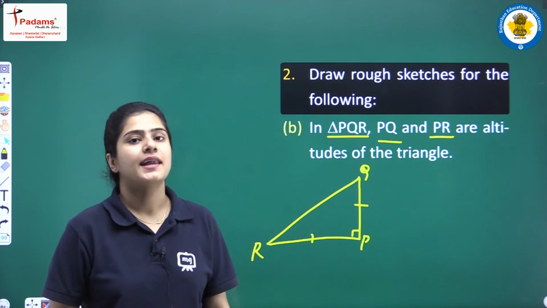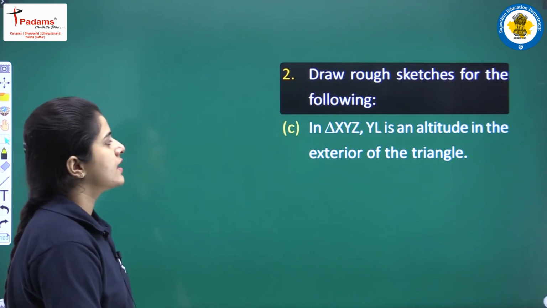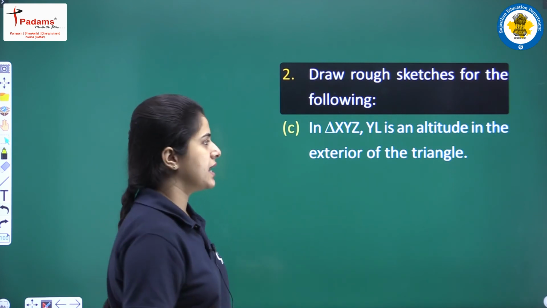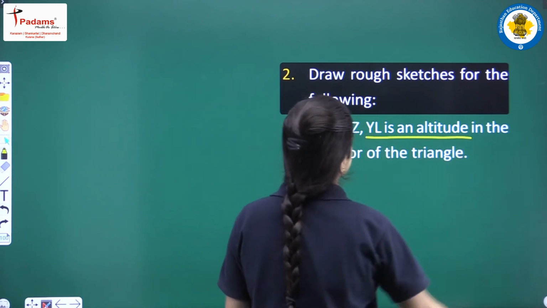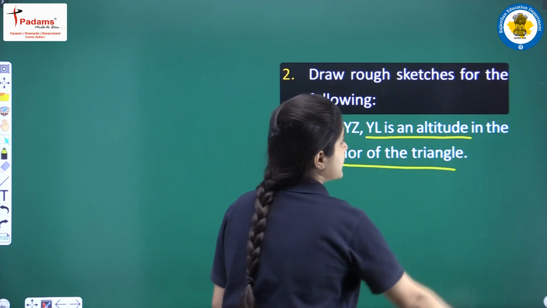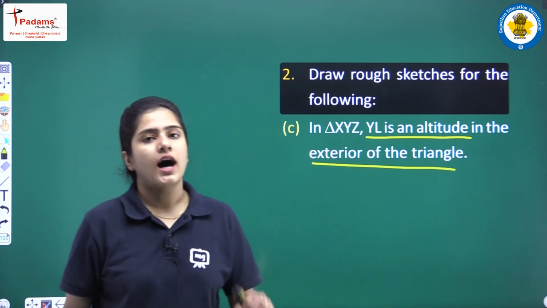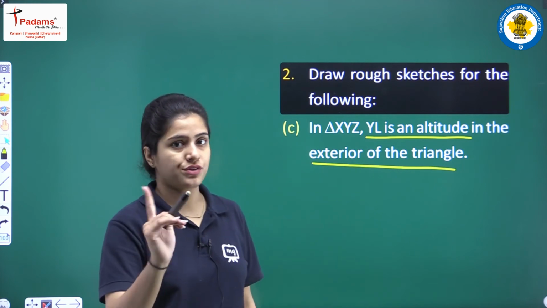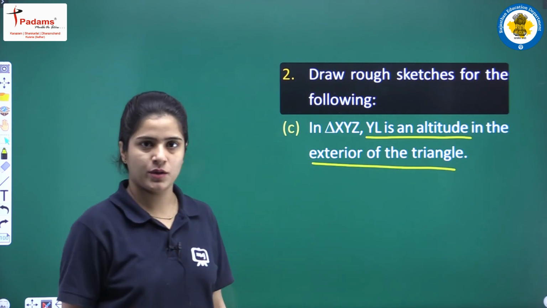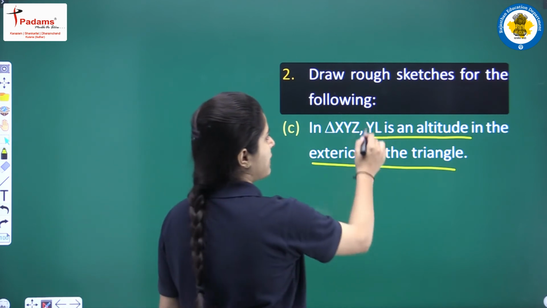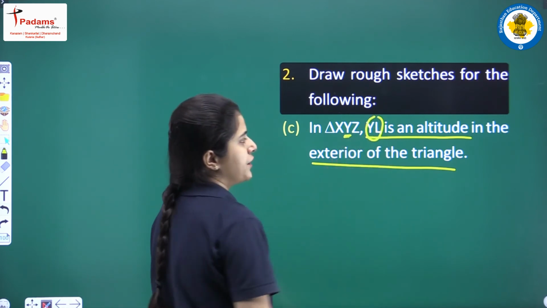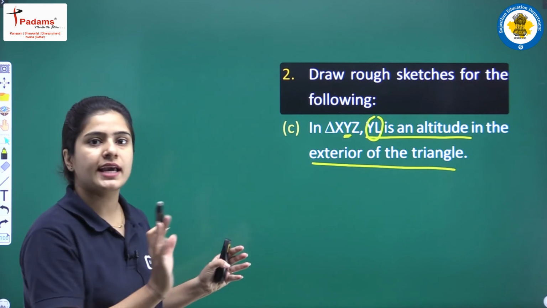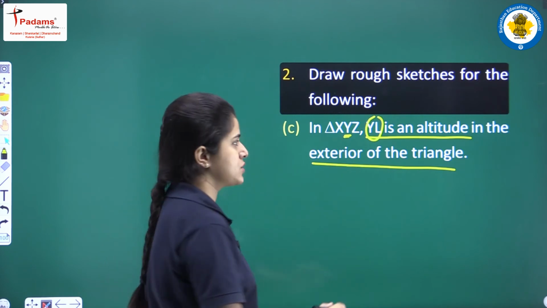Okay students, looking at the third question, किसी भी triangle XYZ में YL is the altitude in the exterior of the triangle. Have a look students. अब हमें triangle XYZ में कोई ऐसा altitude बनाना है जो triangle में नहीं है बल्कि उसके बाहर है. Okay students, और क्या बनाना है? YL. तो मतलब कोई ऑल्टीट्यूड निकल तो रहा है Y से, ओके, लेकिन L कोई पॉइंट है वो ट्राइंगल के अंदर नहीं है, वो ट्राइंगल के बाहर है, ओके स्टूडेंट्स.